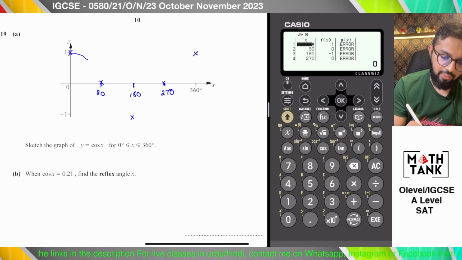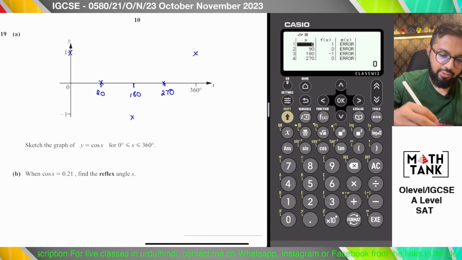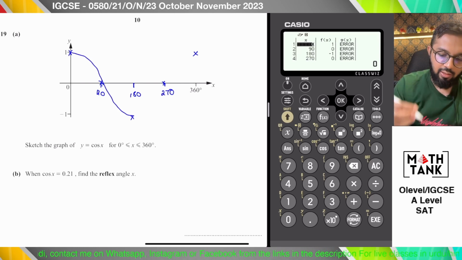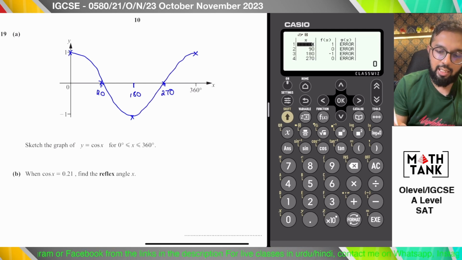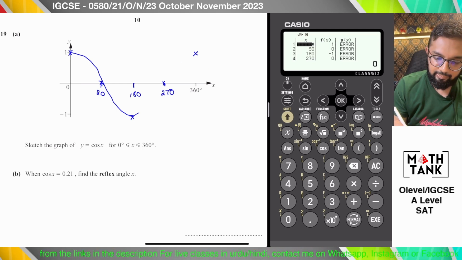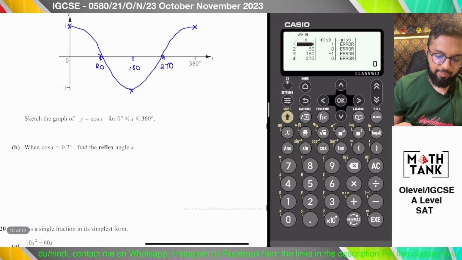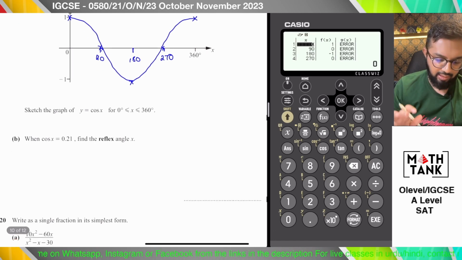So my curve is going to look something like this. Since it's on the screen, it's not a lot of friction on the screen. So my hand tends to shake, but I'm going to try to draw it as accurately as possible. Okay, something like that. On the exam, try to be more precise with the points. I'm a little away from the points, but that's absolutely fine.